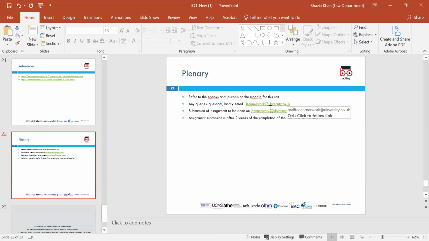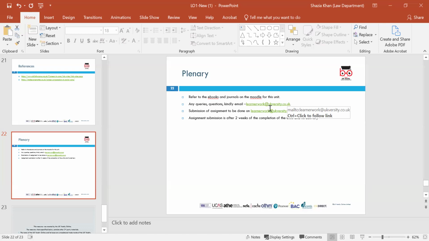Okay, any questions anyone else got? If you are not on Moodle, email learnerwork@ukvarsity.co.uk, which I've got there on the plenary. These slides are available on Moodle for you. The recording will be available on Moodle for you. Any ebooks, any additional reading will all be available on Moodle for you. And submission of the assignment has to be done at learnerwork@ukvarsity.co.uk, and that's 2 weeks after you've done the unit itself.